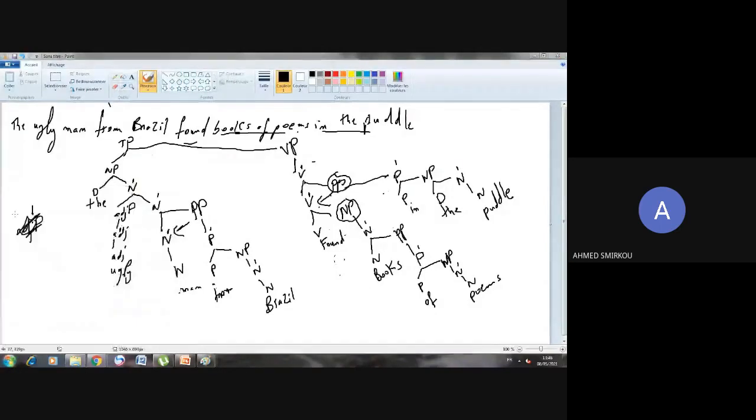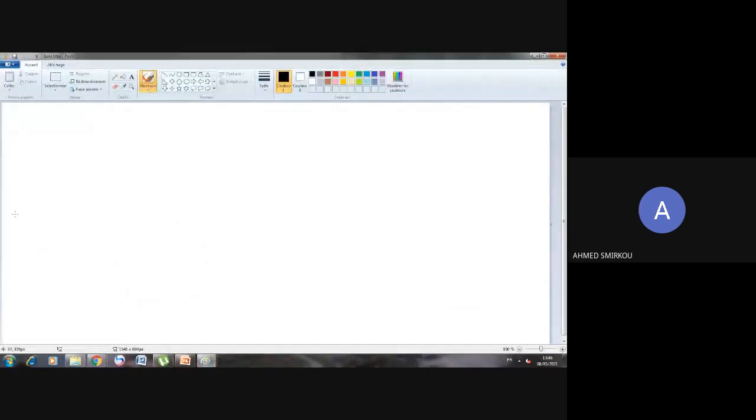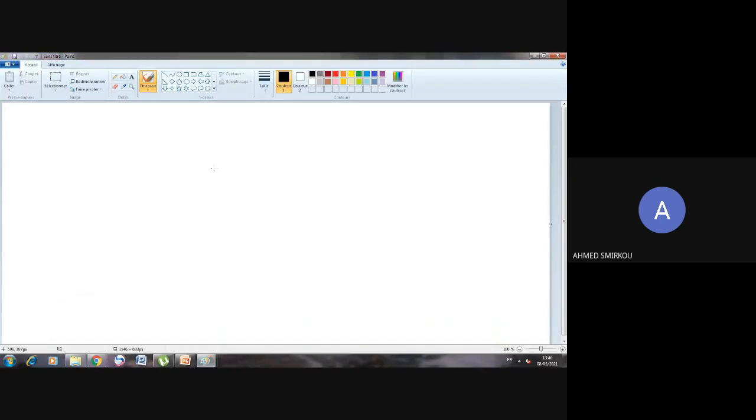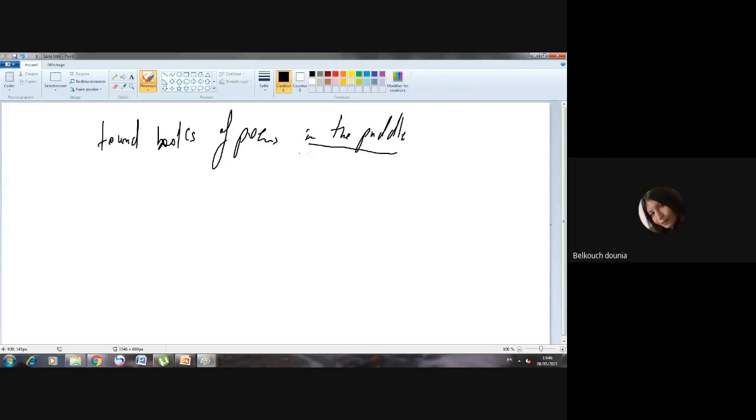So in the second interpretation, yes, Muhammad, or Ismail, Mr. Muhammad. So the second interpretation, found, okay, he found books of poems in the parallel. Okay, so we said in the first interpretation, Professor, the ugly man from Brazil.